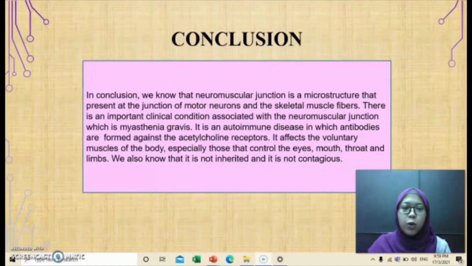In conclusion, we know that the neuromuscular junction is a microstructure that presents at the junction of motor neurons and the skeletal muscle fibers. There is an important clinical condition associated with the neuromuscular junction, which is myasthenia gravis. It is an autoimmune disease in which antibodies are formed against the acetylcholine receptors. It affects the voluntary muscles of the body, especially those that control the eyes, mouth, throat, and limbs. We also know that it is not inherited and it is not contagious. So that's all from us. Thank you.